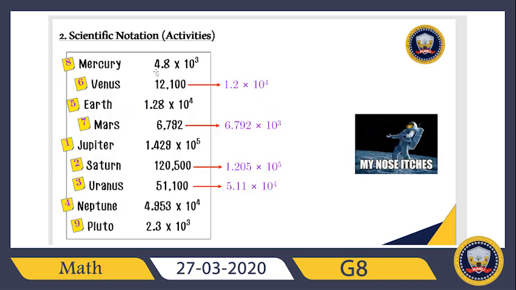Okay, first I will convert those that are in standard notation. For example, this one, 12,100. It is in standard notation. I will write it as scientific. How? I'll move my decimal point 1, 2, 3, 4 places to the left. So I will increase the power of 10 to 4. Okay, this is already in scientific. This is standard. How to write it in scientific? I will move my decimal point 3 places to the left. So I will increase the power of 10 to 3. So this is equal to 6.792 times 10 to the power of 3.